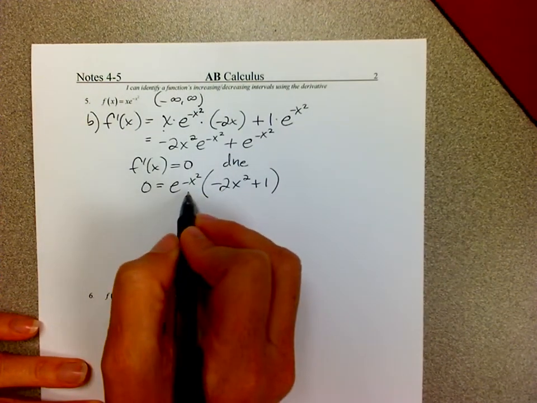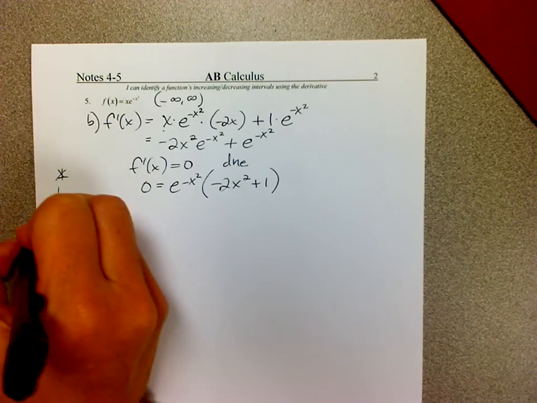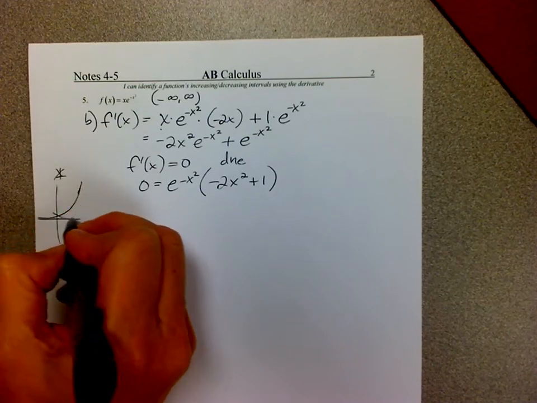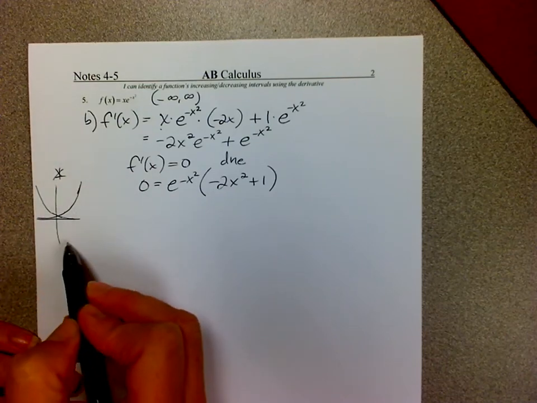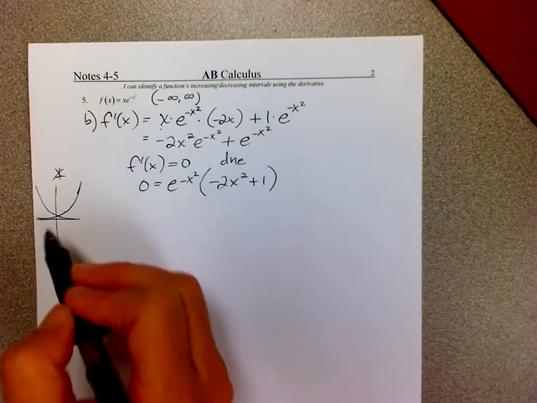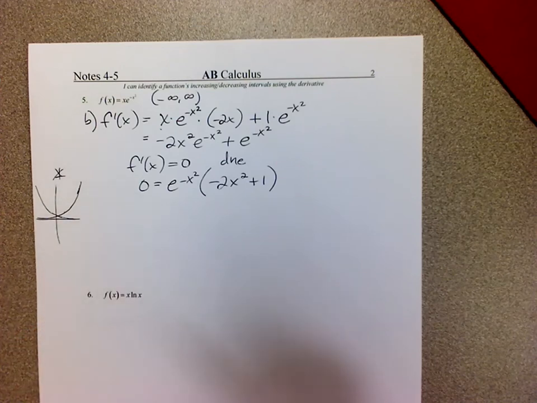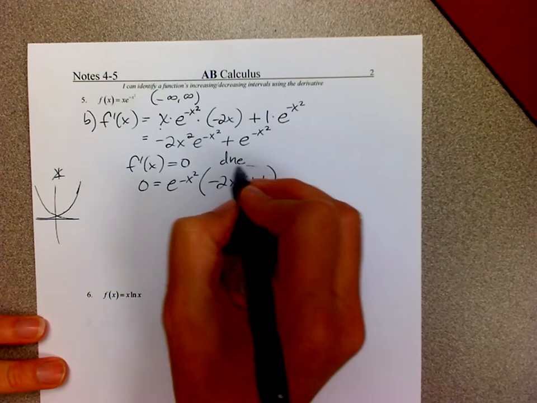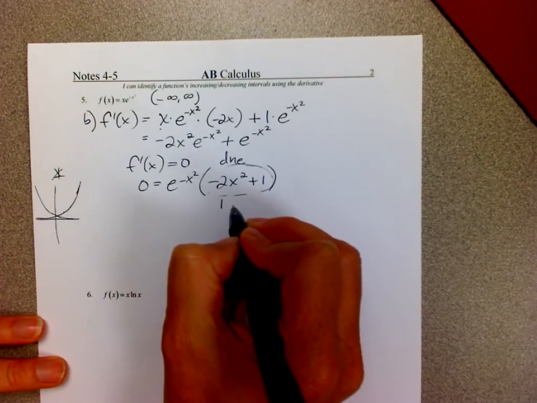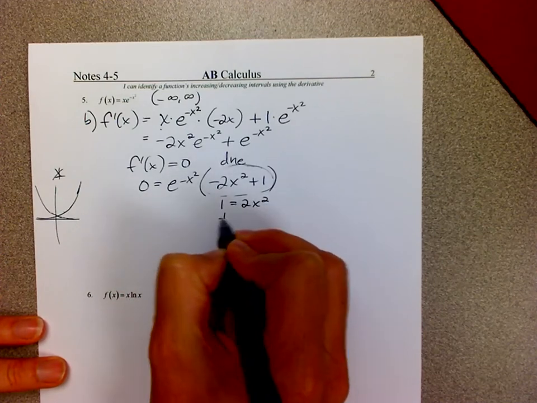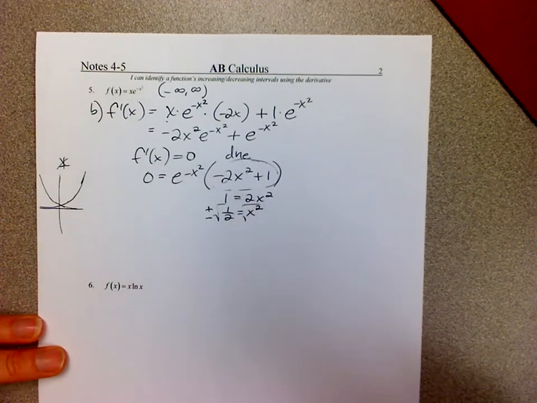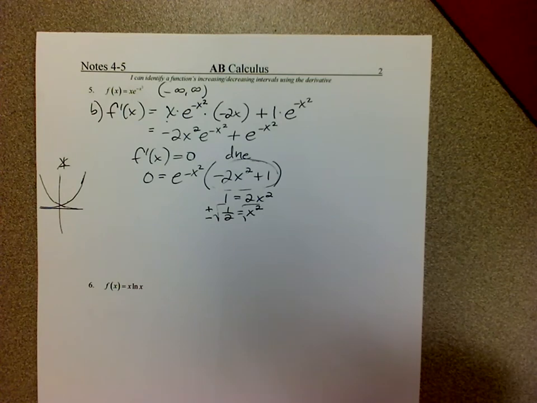E to the whatever is never 0. Think about that. E by itself is going to be exponential growth or it's going to be exponential decay. This function never dips below the x-axis. So therefore, e to the anything on its domain will be positive. Has to be. Okay? So really all I'm doing is looking at this value right here, where that would be equal to 0. So I'm going to say that 1 equals 2x squared. That means a half equals x squared, and I'm going to take the square root of both sides. So x is plus or minus the square root of 1/2.